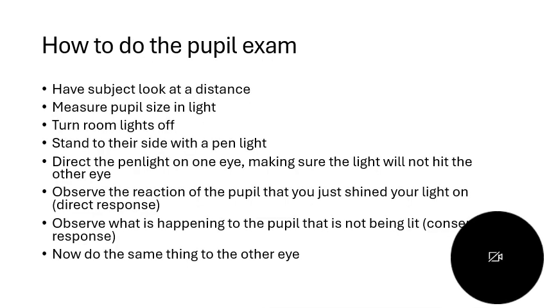The pupil exam is very important, and doing it correctly is also important. These are the key steps. Number one, have the subject look at a distance so that they are not constricting when looking up close. When they are looking at a distance, with the lights on, measure the pupil size. You can use a small ruler to measure this. Now, turn the room lights off, but make sure there is a source of ambient light so you can see what their pupils look like. Stand to the side with a pen light.